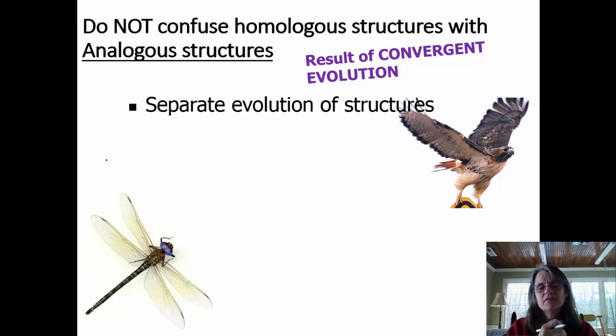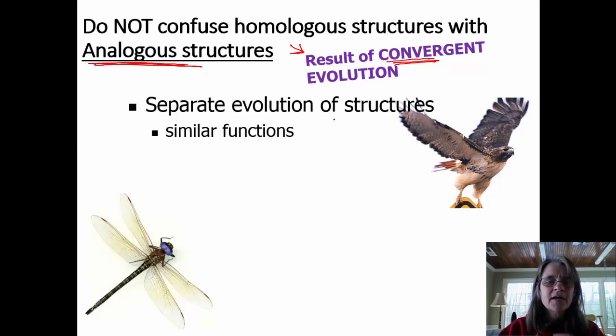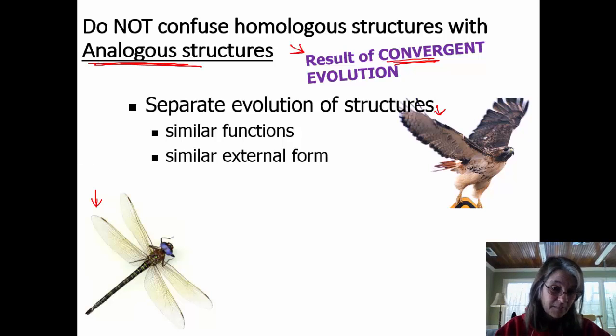Now, please do not confuse homologous structures with analogous structures. Analogous structures, and you will need to know that term too, are the result of convergent evolution, okay? So it is the separate evolution of structures that end up looking kind of similar, but they aren't really related. These structures may have very similar functions, like this insect wing on a dragonfly and this bird wing on this red-tailed hawk. They do the same thing. They enable the organism to fly. They have a somewhat similar external form. They're broad, they're flat, they look like wings.